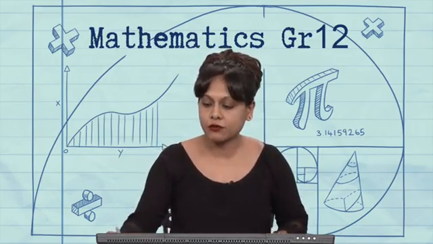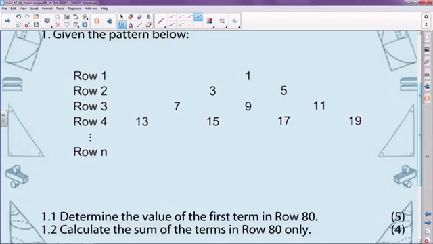So you've got rows of numbers. Row 1 has just the number 1, and then row 2 has the numbers 3 and 5, and you can see that this seems to be some sort of triangular number pattern on your screen. Row 3, we've got 7, 9, and 11, and then row 4 from 13 to 19.